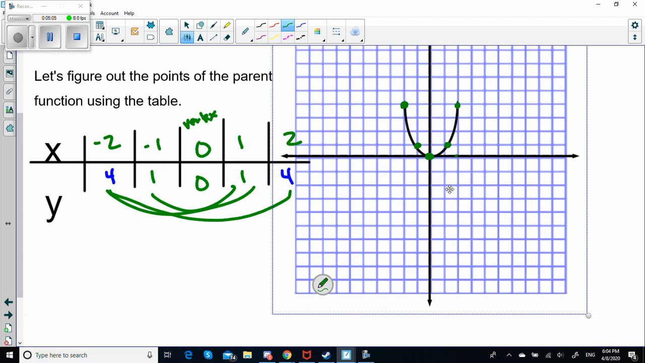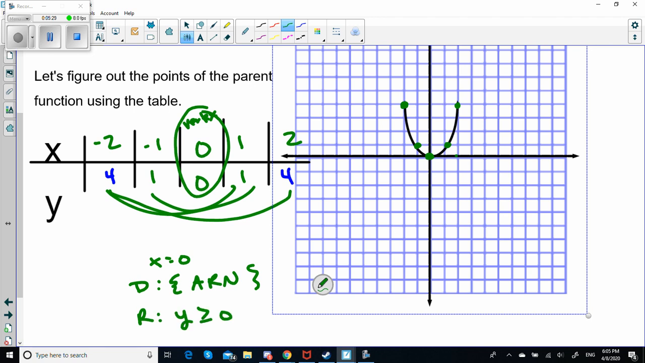Okay, the vertex is (0, 0). You can see that right here. The line of symmetry would be x equals 0. The domain would be all real numbers because I can plug any number I want in for x. Whatever number I plug in, though, I have to be willing to graph it, which is why I picked the most simple numbers that I know. And the range is 0 and above, so that's y is greater than or equal to 0.